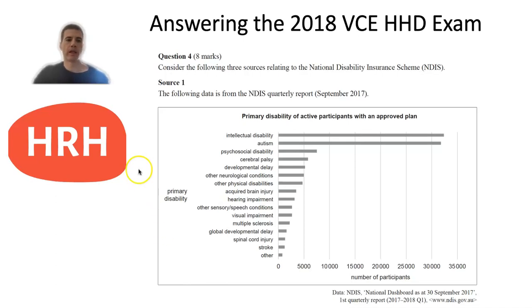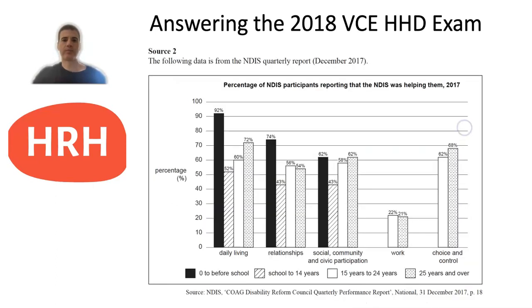And so whenever looking at data and graphs, make sure you're trying to read everything on the graph just so you don't miss anything. So this was about the primary disability of active participants with an approved plan. So you can see that on the left, the primary disabilities were listed and then the number of participants with that primary disability. And by far away, you can see that intellectual disability and autism were the most significant representation here of the number of participants with those primary disabilities with an active approved plan in the NDIS.